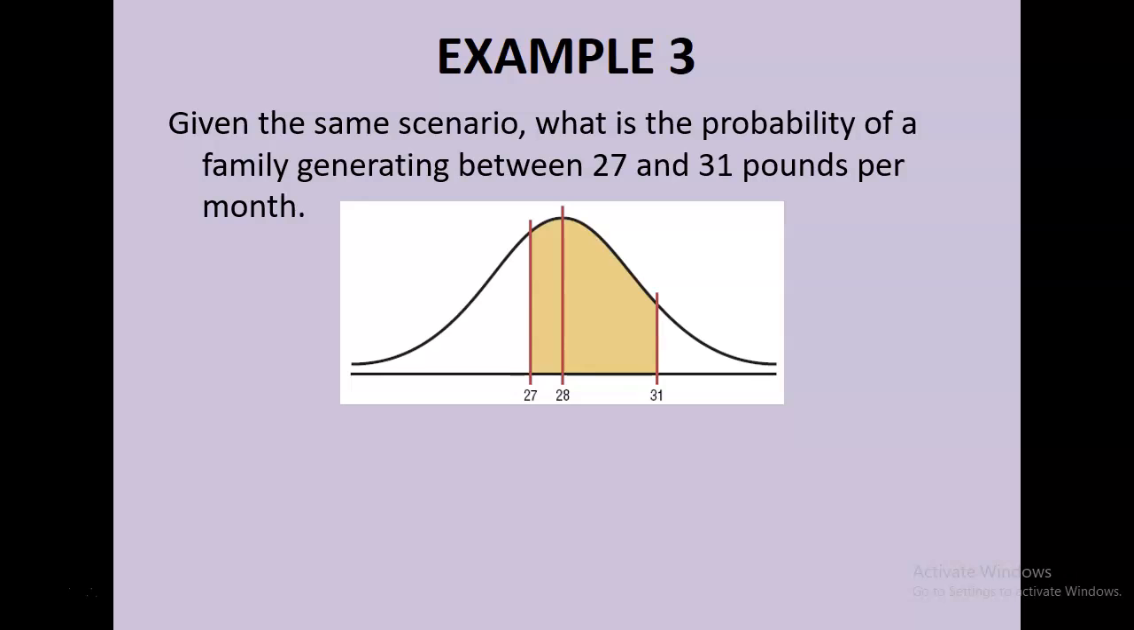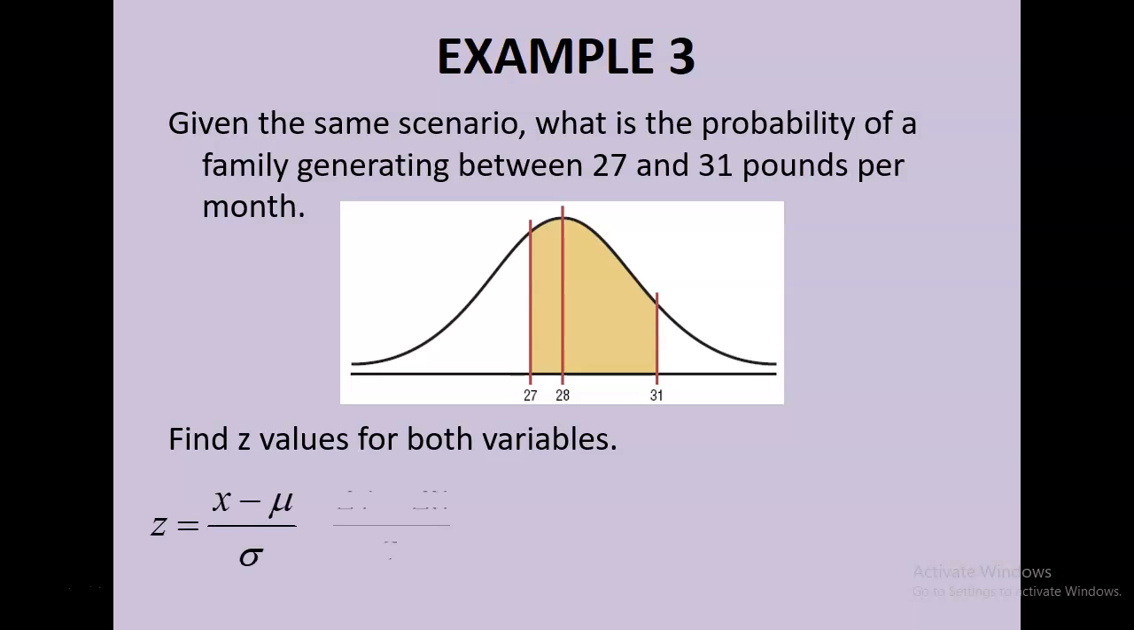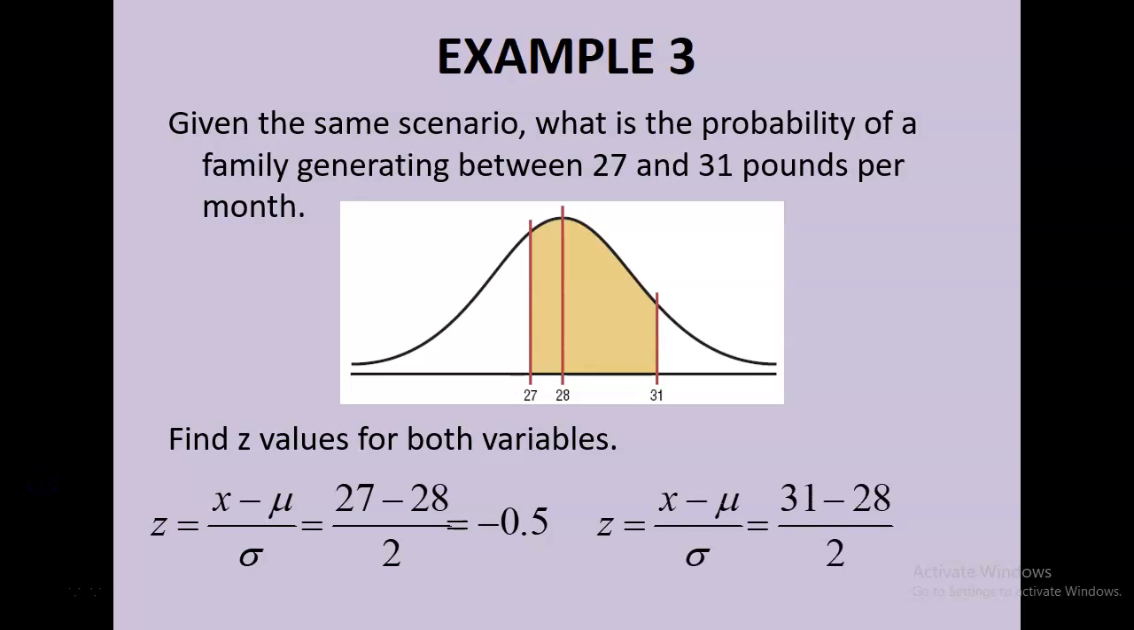So we're going to do what we did before. We're going to find z-scores for both variables. The z-score for 27 would be 27 minus 28 divided by 2, and that's going to be negative 0.5. Okay, and our second z-score for 31 would be 31 minus 28 divided by 2. That's going to be 3 over 2, which is 1.5.